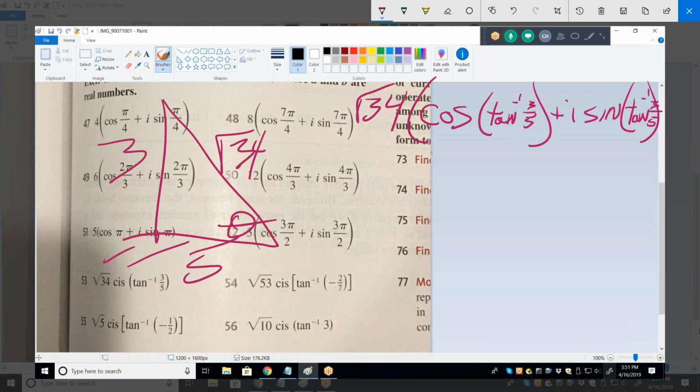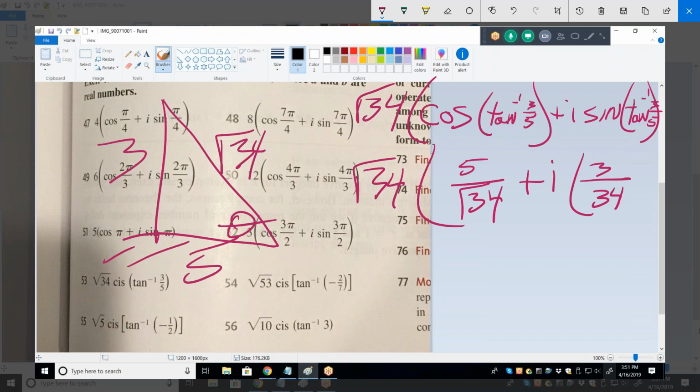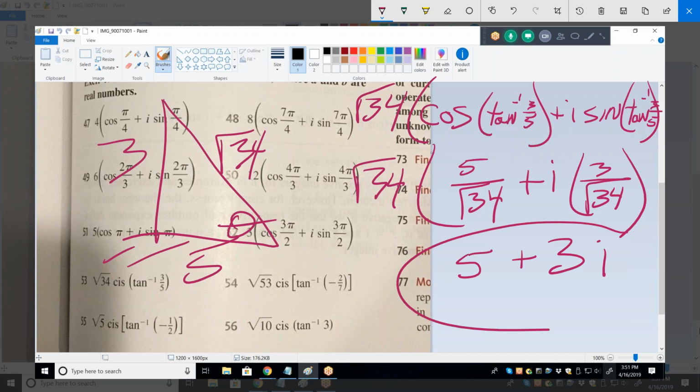Okay, so what do we have? Root 34 times, what's the cosine of inverse tan of 3/5? 5 over root 34. What's the sine of that? 3 over root 34. Another reason not to rationalize it here. Now distribute. 5 plus 3i. Great.